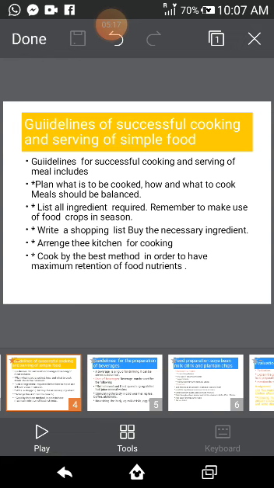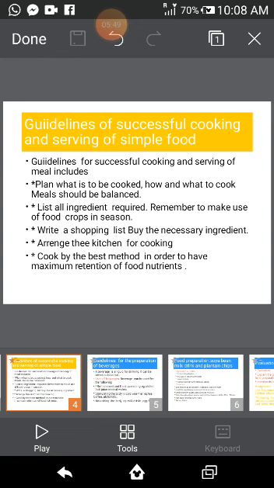Before you start your cooking, as you are ready to cook, there are certain procedures you have to follow. And these procedures are what we refer to as the guidelines for successful cooking and serving of meals. They include: you plan what you are going to cook, how and when to cook. Make sure that in your planning, your meals are well balanced.